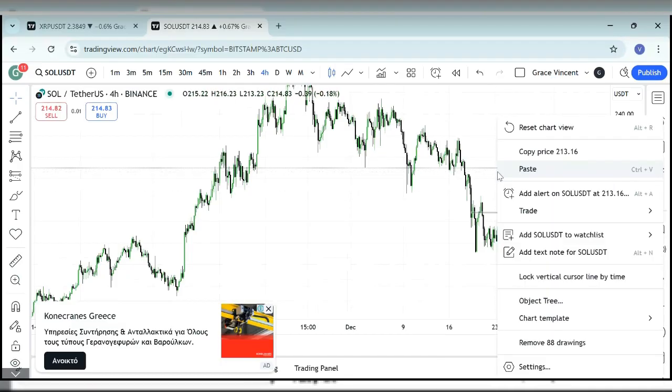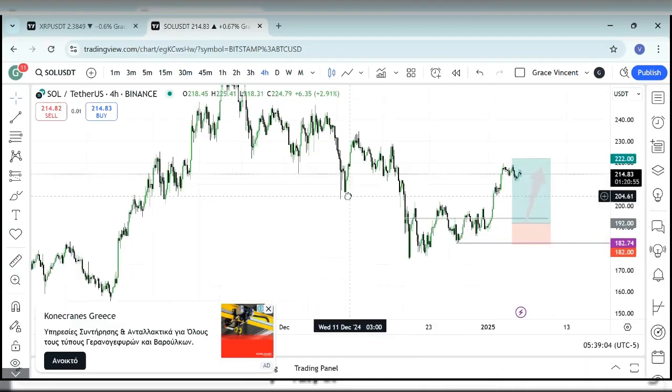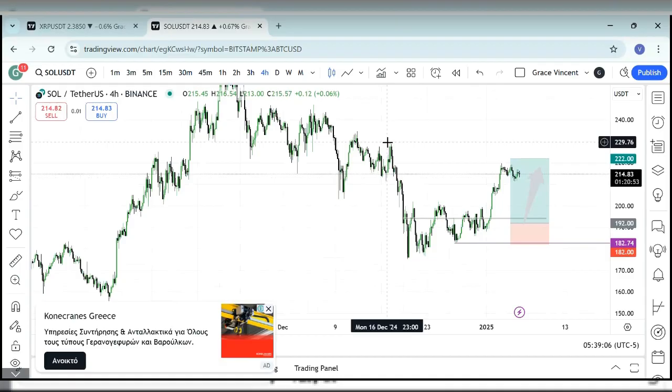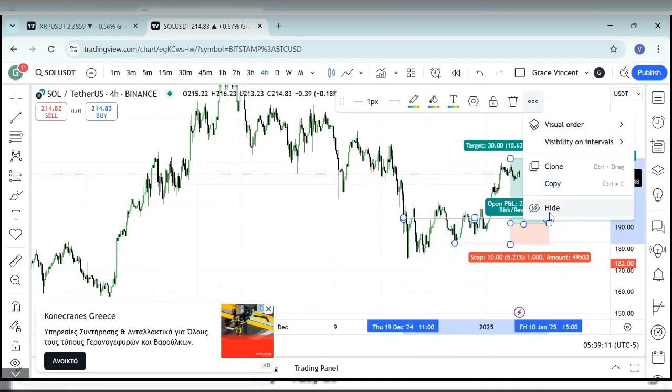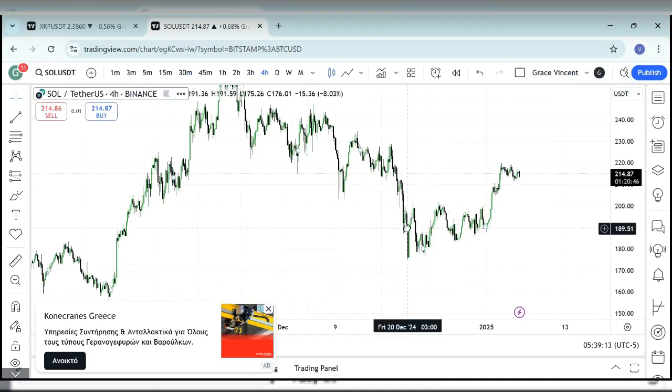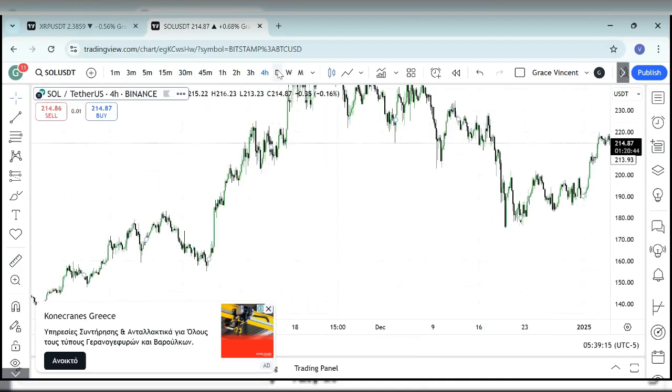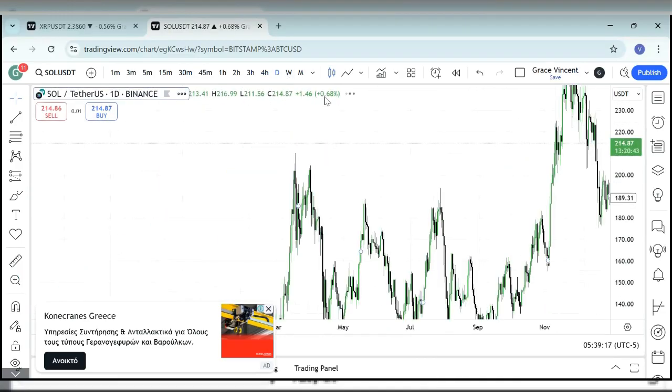So let me walk you over what Solana has been doing in the last couple of days. And that is why you don't need to FOMO. You need to always be patient. Trust what you are seeing in the markets. Now let's start with a daily time frame.